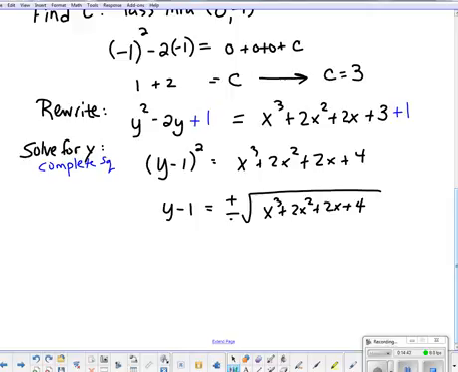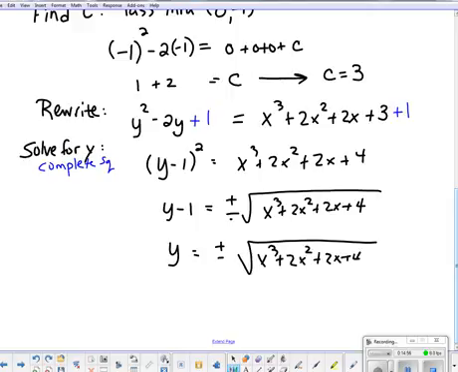Now, I guess the final step, we could add 1 to the other side, couldn't we? I have y equals plus or minus the square root of x^3 + 2x^2 + 2x + 4, plus 1 outside the square root, and we want to figure out whether this is the plus or minus case. And in this one, we can actually figure it out. So we want to solve the plus or minus dilemma.